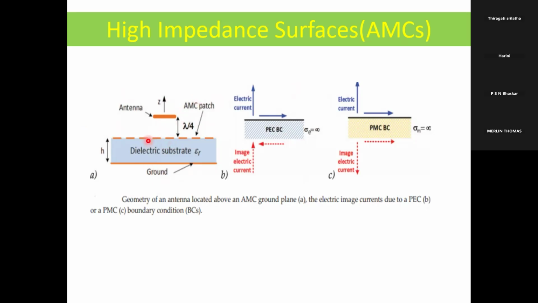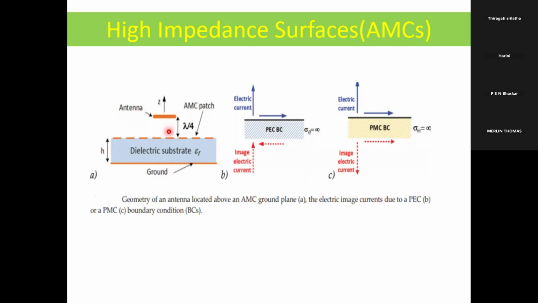If you place a magnetic conductor, the reflection is without the 180 degrees phase shift, with 0 degrees phase shift. So that is going to give additional benefits. So instead of a PMC, if you have an AMC, you will have an additional benefit.